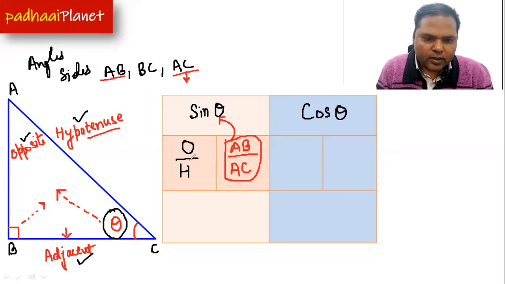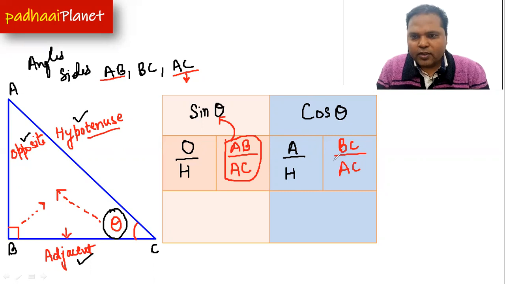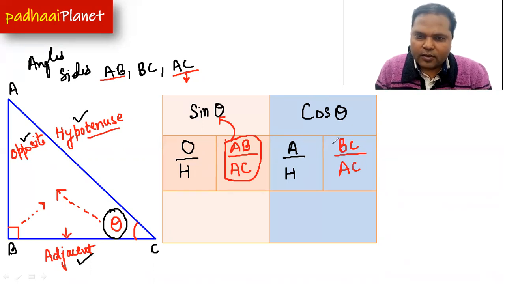Now cos theta is equal to adjacent over hypotenuse, and adjacent is BC, right? So let's write BC divided by hypotenuse, and hypotenuse is AC. Now this ratio is called cos theta.